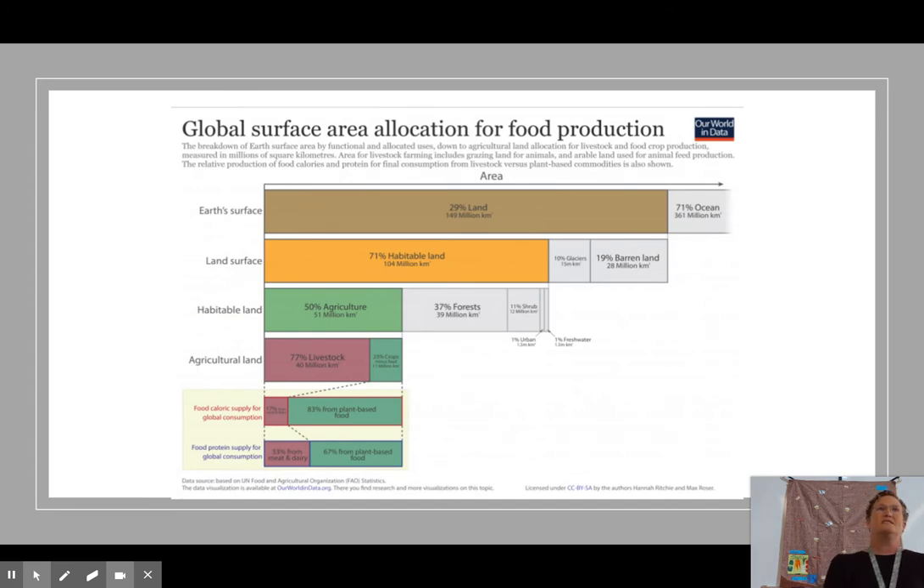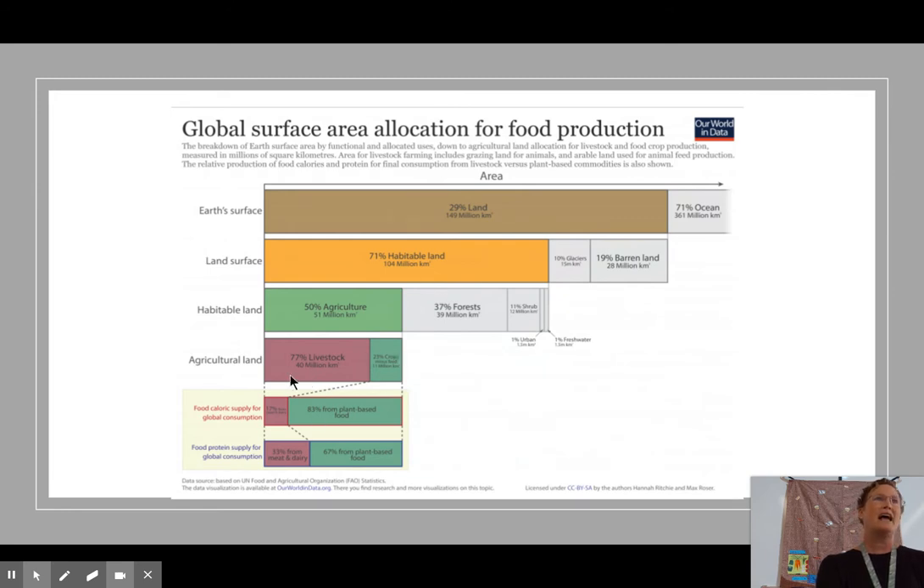So the global surface area allocation for food production. The Earth's surface is mostly ocean, right? So only 29% of it is land. But a lot of that is not habitable land because there are glaciers and barren land. And there are places where we can live, but a lot of those habitable areas are forests, and forests are very important for the balance of diversity on the earth, as we've learned in the biome units. So there's area that's good for agriculture.